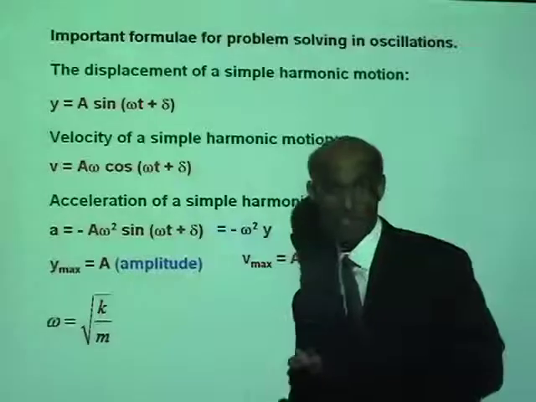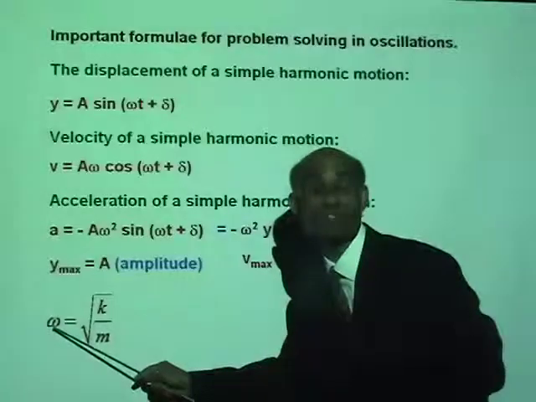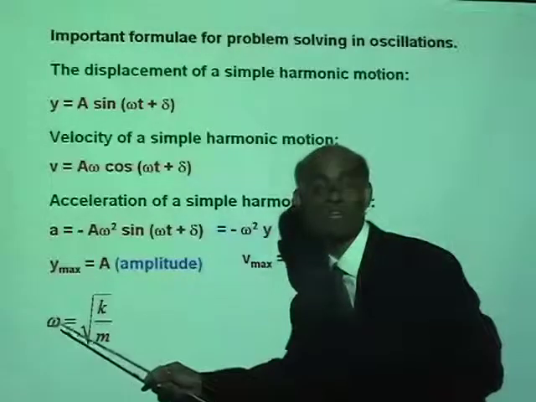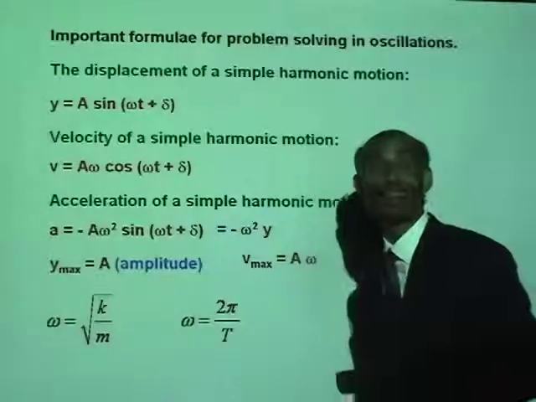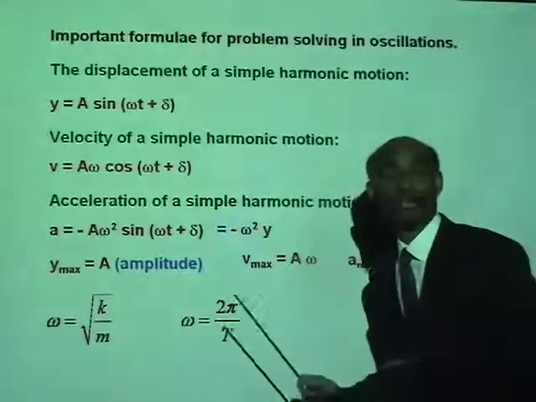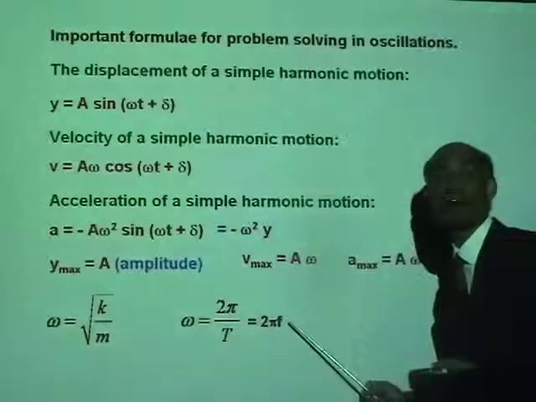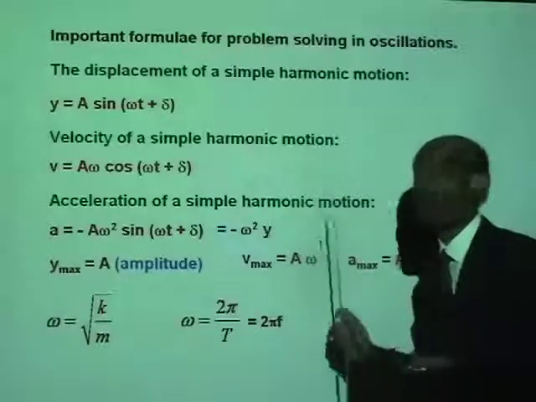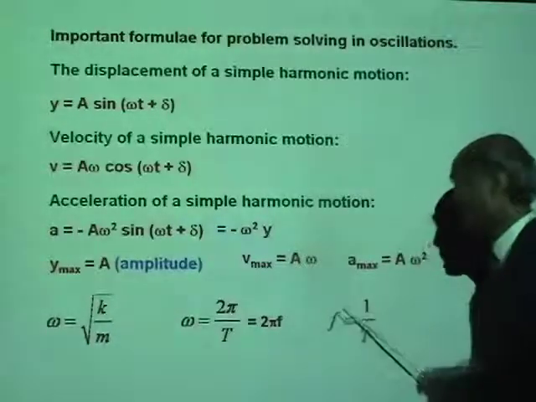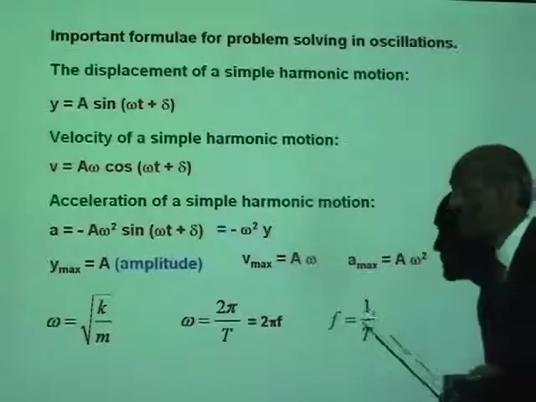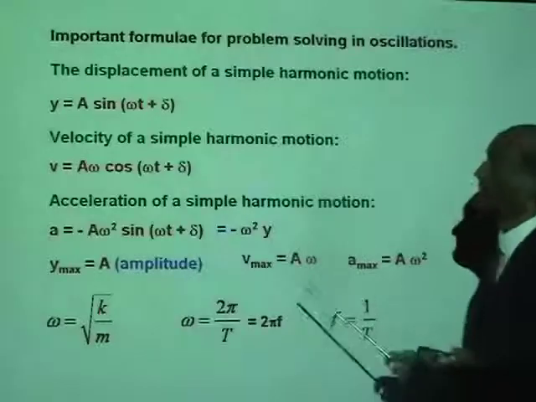Omega equals the square root of k over m. Do you recall that equation? And omega also is related to the period. What's the relation between omega and the period? Omega equals 2 pi over T, the period. It is also related to the frequency as 2 pi times f. All these formulae must be familiar to you. And frequency and the period are reciprocals of each other.